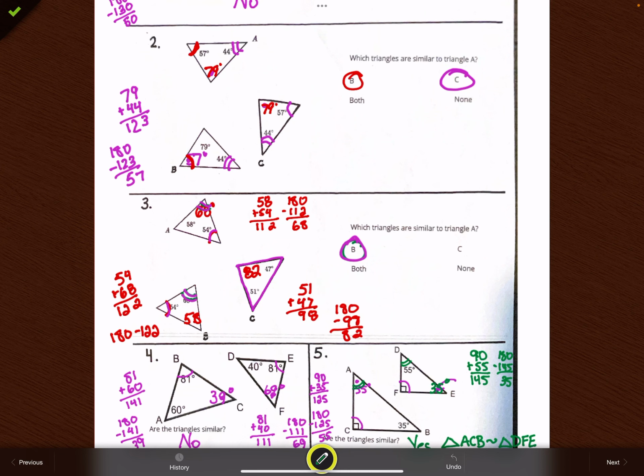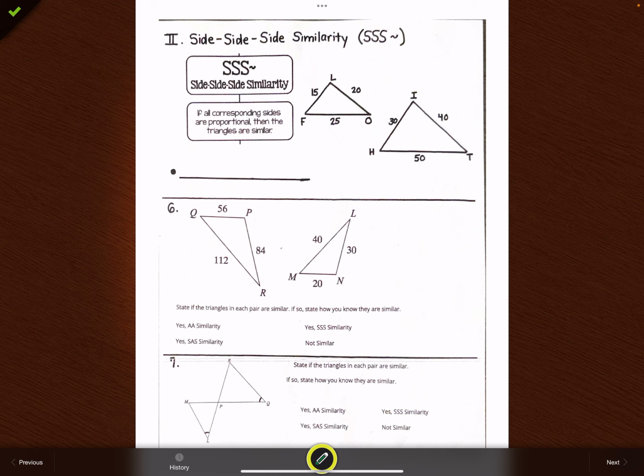All right, so that's angle, angle. That's the first way. Now, let's look at side, side, side. This is different from last week. Last week, we just had to find corresponding sides that were congruent. For similar, we're not going to be looking for congruent sides because you're not going to have any. They're similar, not congruent. Similar means one is bigger than the other. So obviously your sides are not going to be congruent if one triangle is bigger than the other.